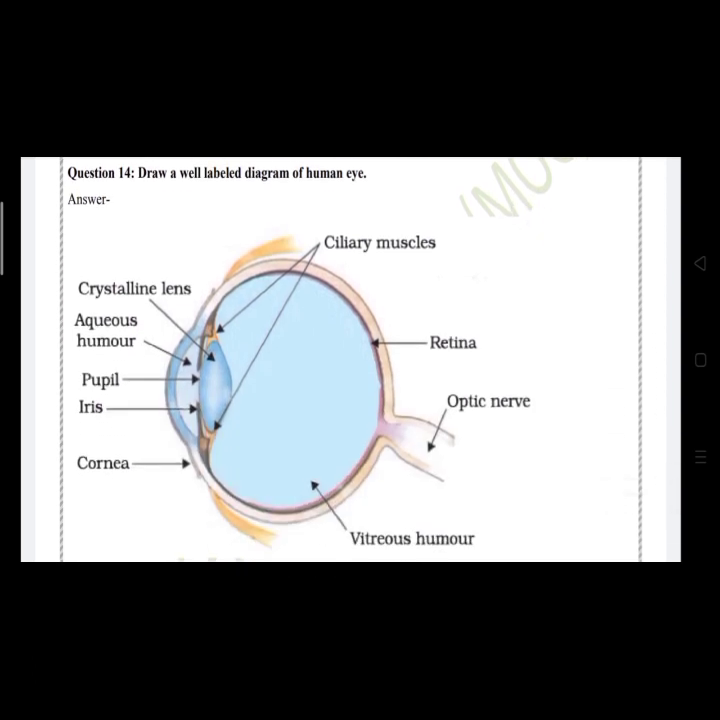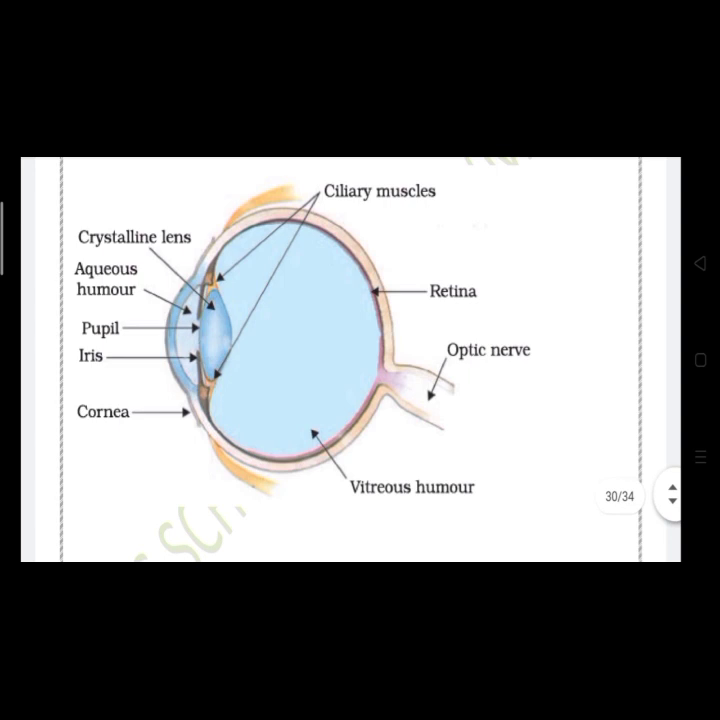Dear students, our question number 14 is, draw a well labeled diagram of human eye. So dear students, you have to draw a well labeled and neat and clean diagram of human eye in your notebooks with the help of this diagram.